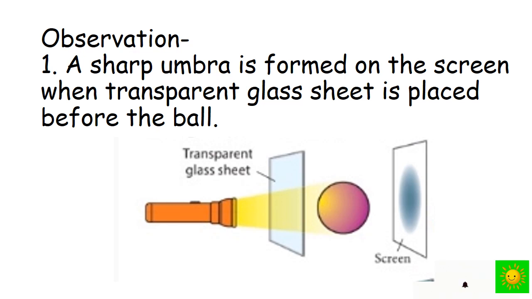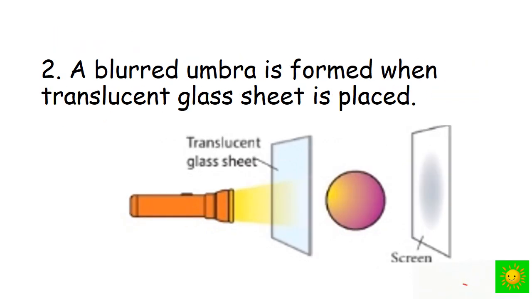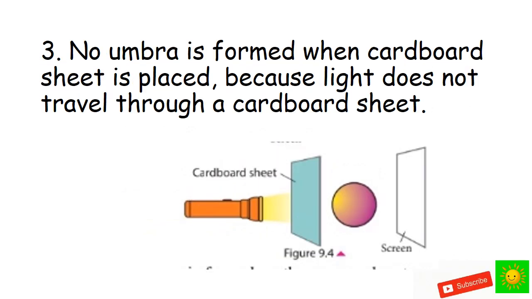After doing this practical, you can get three observations. First one, a sharp umbra is formed on the screen when transparent glass sheet is placed before the ball. In second, a blurred umbra is formed when translucent glass sheet is placed. In third, an umbra is formed when cardboard sheet is placed because light does not travel through the cardboard sheet.